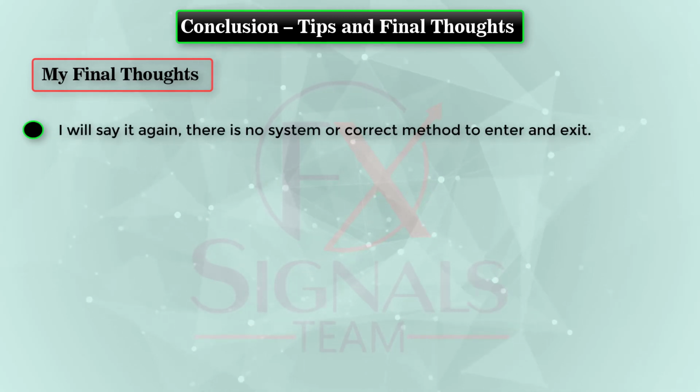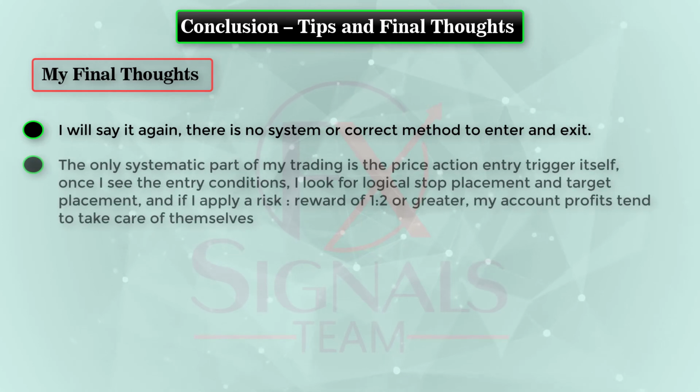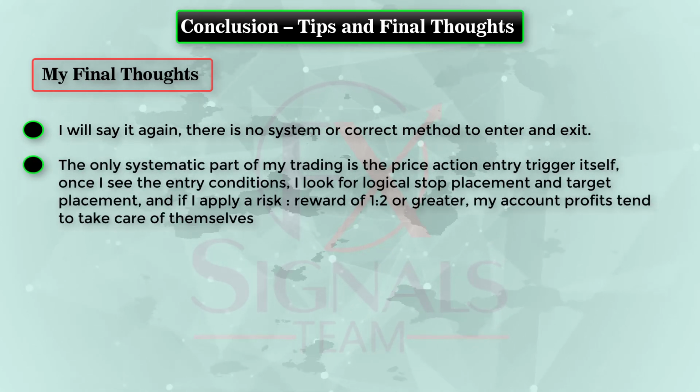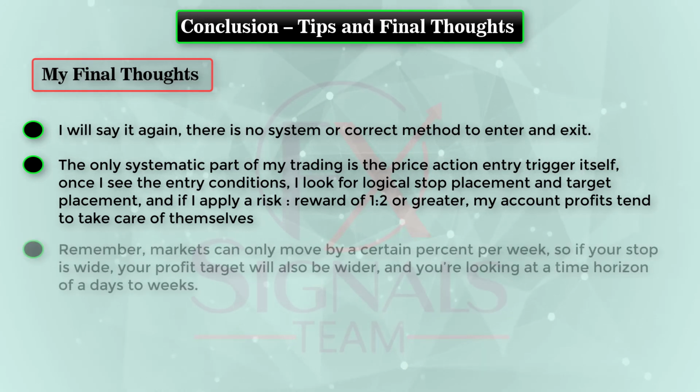I will say it again, there is no system or correct method to enter and exit. The only systematic part of my trading is the price action entry trigger itself. Once I see the entry conditions, I look for logical stop placement and target placement, and if I apply a risk reward of 1:2 or greater, my account profits tend to take care of themselves.